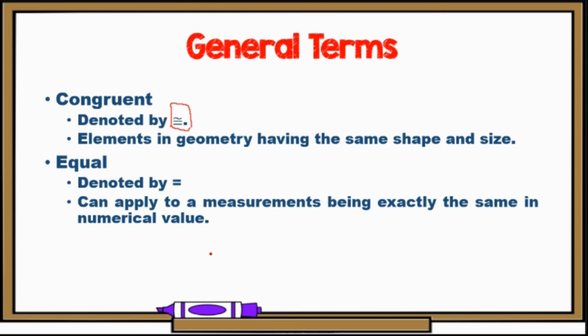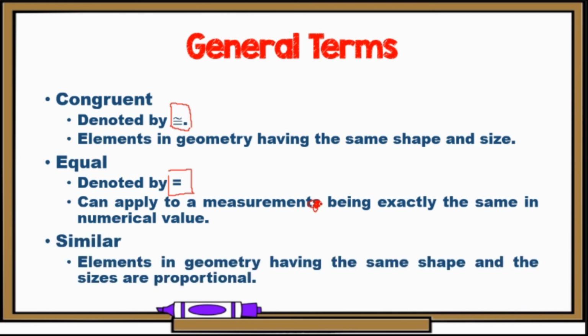Now let's discuss equal. It is denoted by this sign. We are already familiar with this. And it can apply to a measurement being exactly the same in numerical value. It's just measurement. And finally, we have the word similar. Elements in geometry having the same shape and the sizes are proportional.